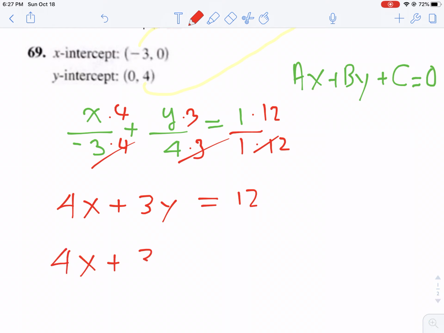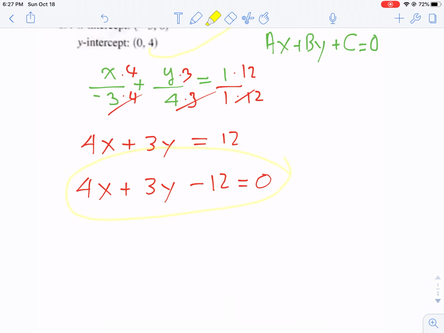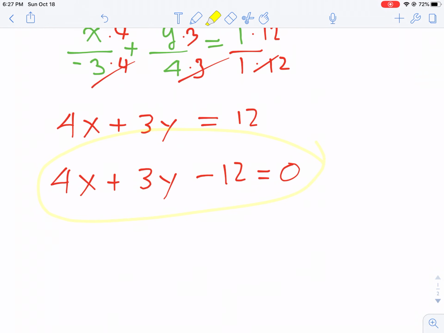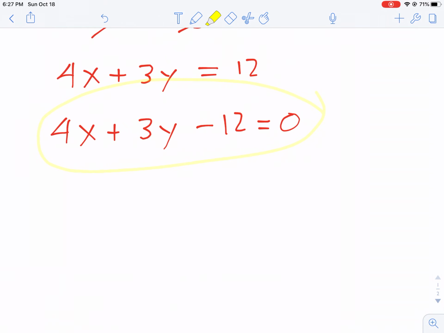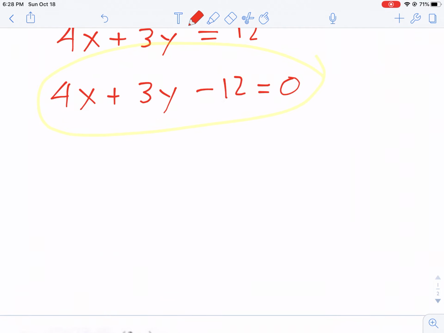4x plus 3y minus 12 is equal to 0. And please check the back of the book. That should be the answer, okay? They may have reduced this problem too, if you notice. There's a 4, a 3, a 12, so you could potentially divide everything by a, no, you can't. No, you cannot, sorry. So you are good with this problem.